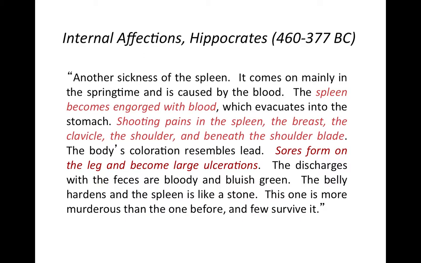Hippocrates defined this at that time itself. The spleen becomes enlarged with blood. Yes, this is called splenomegaly, which evacuates into the stomach. There is shooting pain in the spleen, breast, the clavicle, the shoulder, and beneath the shoulder blade. So pain is a characteristic feature of sickle cell anemia, and splenomegaly can be seen. That means hemolysis is occurring. This was noted by Hippocrates in 460 to 377 BC.